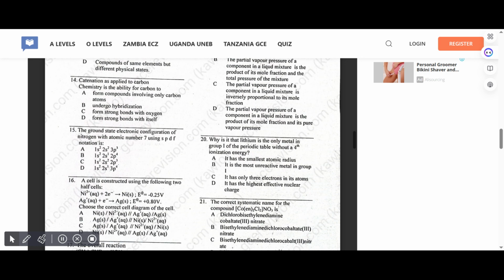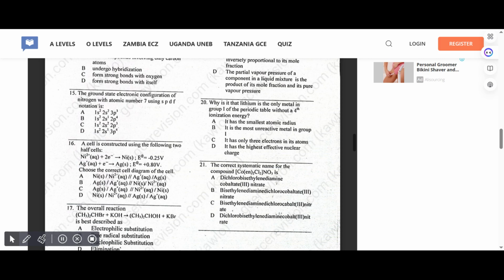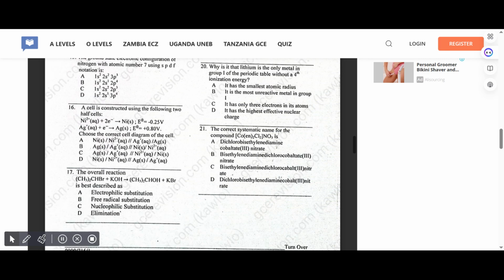Why is it that lithium is the only metal in group 1 of the periodic table without a fourth ionization energy? Correct answer is C. It has only 3 electrons in its atom. The correct systematic name for the compound this, so they gave us this formula, they say is, the correct answer for 21 is D.